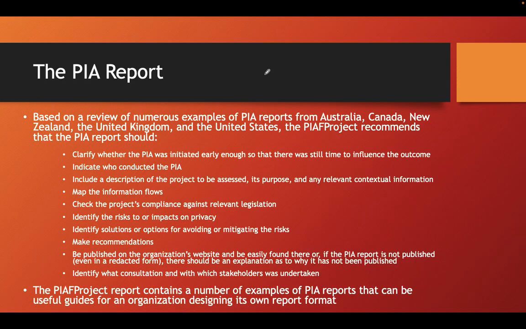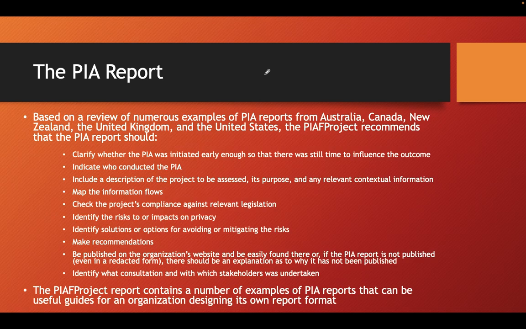Number one, whether you initiated it early enough. Number two is to indicate who conducted the privacy impact assessment. Number three is to include a description of the project to be assessed. You have to tell us the description of the project that you are assessing, the purpose for which you are assessing it, and any relevant contextual information. Then number four is the map of the information flow. In your report you have to show the map of the flow of information. Number five is to check the project's compliance against the relevant legislation, whether the project is compliant with the laws and legislation of the country in which it is operating, or the guidelines of the ISO.